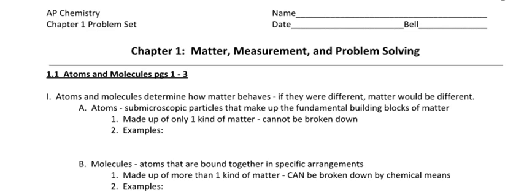So what is this definition? It says sub-microscopic particle. Well, what does that mean? It is smaller than you can see in a microscope, a particle that can be made up into fundamental building blocks of matter. Atoms are made up of only one kind of matter. They cannot be broken down. So what are some examples?